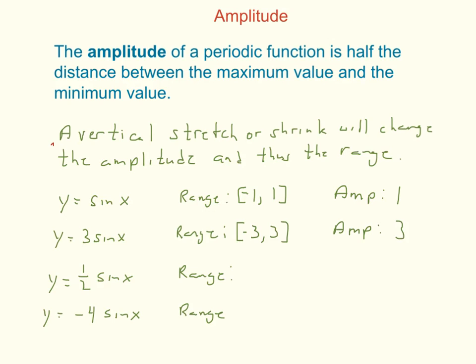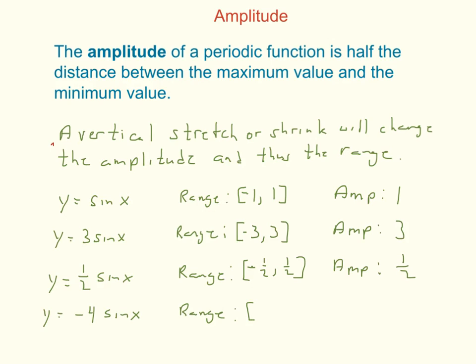In this next one, we have a vertical shrink by a factor of 1/2. So in this case, instead of going from -1 to 1, it's going to go from -1/2 to +1/2. Make sure that's negative there. And the amplitude that we're going to have is equal to 1/2.